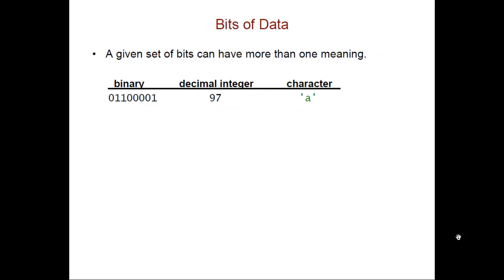Now we've already seen that characters are represented using integers, so a given set of bits can have more than one meaning. It depends on the context. For example, this byte, this collection of 8 bits, if you think of it as an integer, it represents the number 97. But if you think of it as a character, it represents the character A. This sequence of 8 bits is either 70 as a decimal integer or uppercase F as a character. And they can have other meanings as well if you're dealing with other types of data.